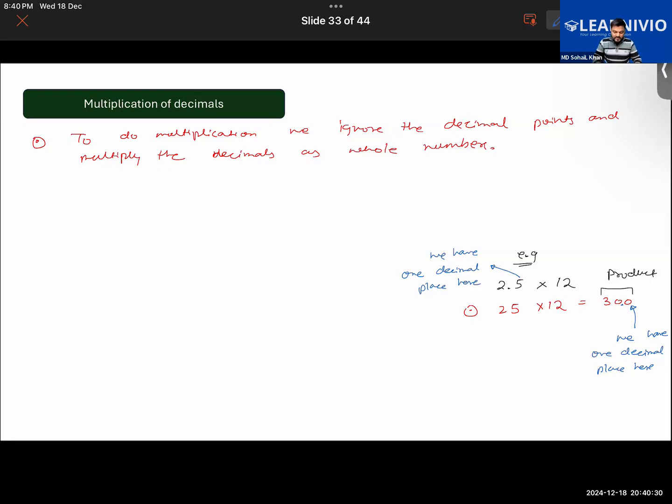You have counted the total number of decimal places in the factors. By the way, these numbers are called factors. The numbers that are multiplied are called factors, and the result is called the product. So you have to count the total number of decimal places. Pay attention here. These were the factors.